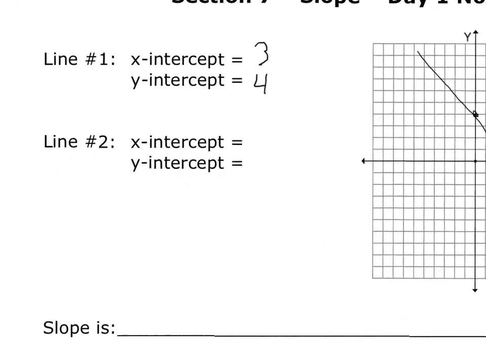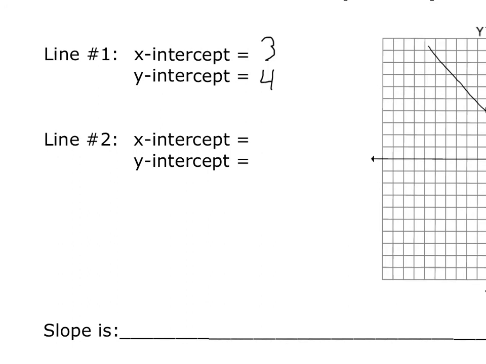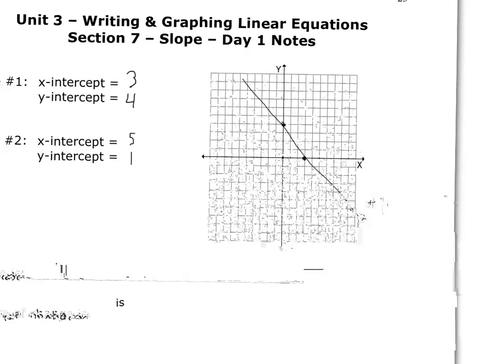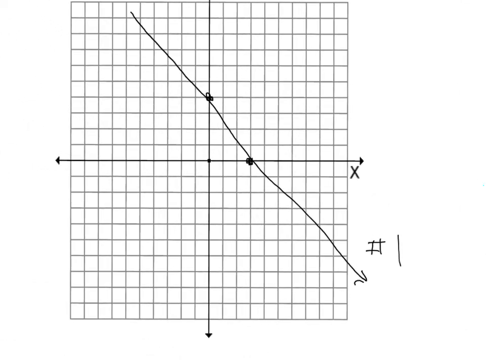All right, I'm going to give you one more. I would like you to graph one with the x-intercept being 5 and the y-intercept being 1. Okay, so go ahead and take a second, graph that for me. If you graphed that, your x-intercept was 5, so 1, 2, 3, 4, 5, and your y-intercept was 1. If you draw that line, it should look something like this, and you have number 2.